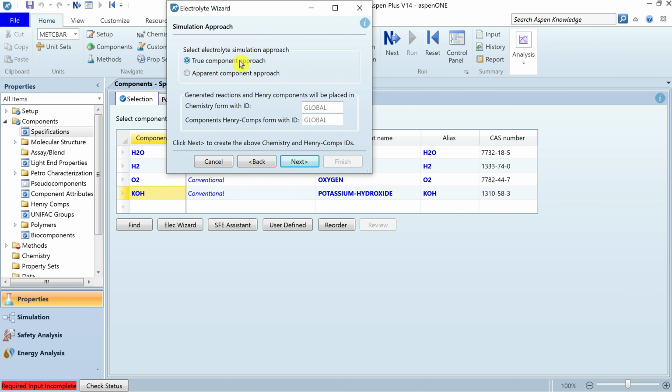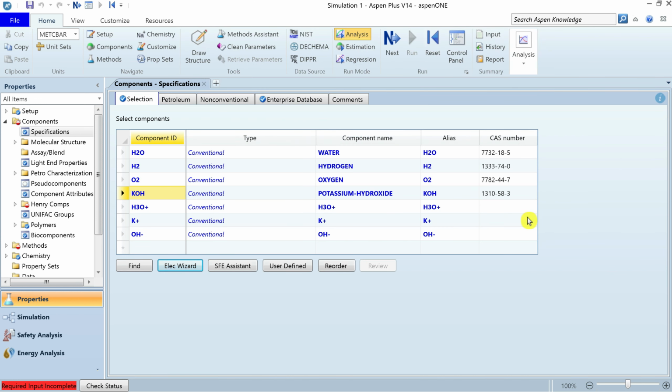Also here you need to make a selection between the true component approach and the apparent component approach. For the true component approach, all the constituents, including molecules and ions, will participate in the electrochemical reactions, whereas in the apparent component approach only the molecules will be considered for the simulation, though the solution chemistry will work during the simulation as well. For stack simulation in the shortcut case, it doesn't matter whether you prefer the true component approach or the apparent component approach. However, the rigorous simulation specifically requires the apparent component approach. So let's proceed with the apparent component approach and finish the electrolyte wizard.